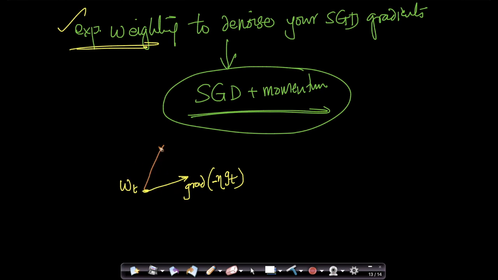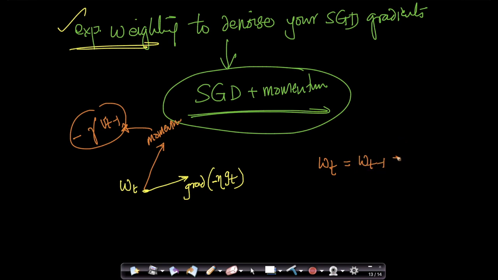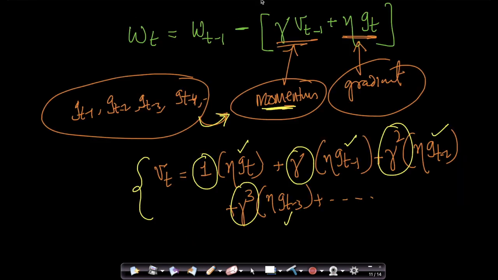Your gradient says go in this direction. Your momentum says go in this direction. What is your momentum? Your momentum is coming because of your gamma Vt minus 1, the negative of this, obviously. So your momentum says go in this direction, your gradient says go in this direction. And what are you doing here? You are saying Wt equals Wt minus 1 plus, I've taken this minus sign inside, minus eta times gt.